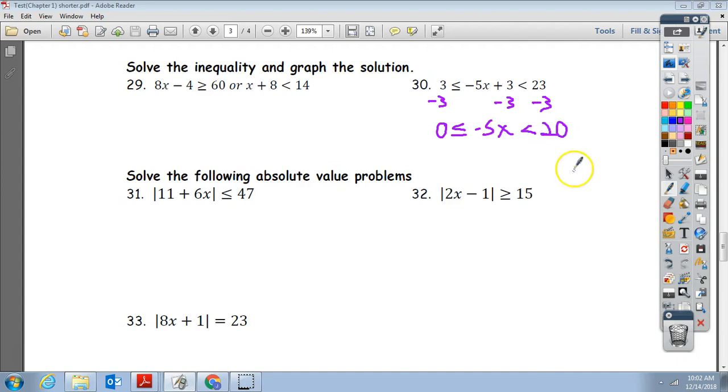And then 20. Then you also had to remember if you divide by a negative, what are you supposed to do with an inequality? You flip the symbol around. And many of you, that got you on this particular problem. You forgot to flip the symbol around. And if you forget to flip the symbol around, that's going to mess up your graph.